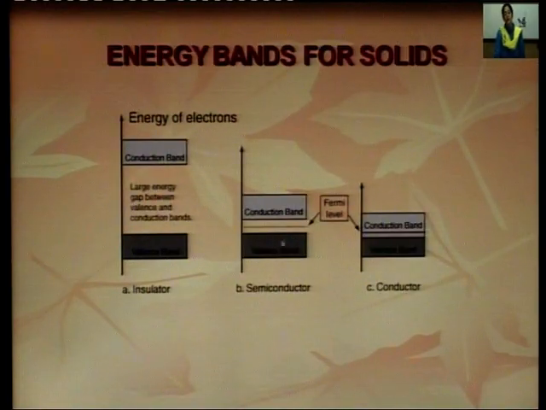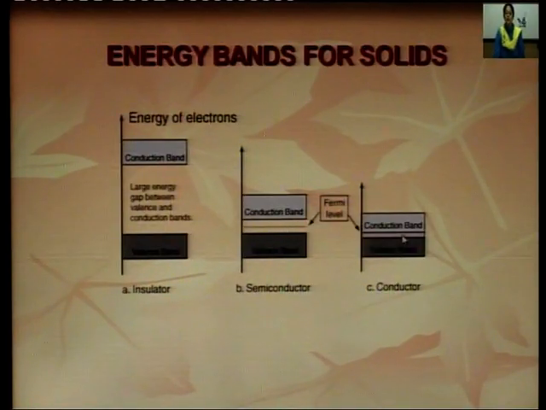In semiconductors, this energy gap is of the order of 1 electron volt, but still they are not very good conductors. So the difference of energy between valence band and conduction band is of the order of 1 electron volt in semiconductors. So semiconductors, in pure state, are not good conductors of heat and electricity.